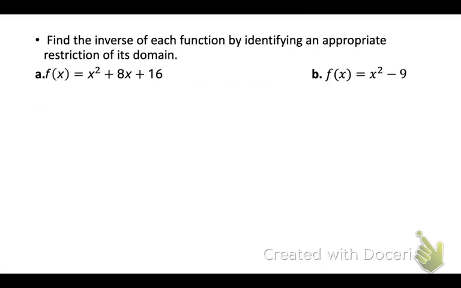Okay, find the inverse function of each by identifying the appropriate restriction on its domain. So, 7. Well, no. You can't just say 7. Close. Okay, so the first thing we should probably do is, I think factoring it might be the best thing, don't you? Because I can find the zeros and then I could picture the graph, couldn't I? Okay, so factors of 16 that add to 8. 4. So it'd be x plus 4 and x plus 4.